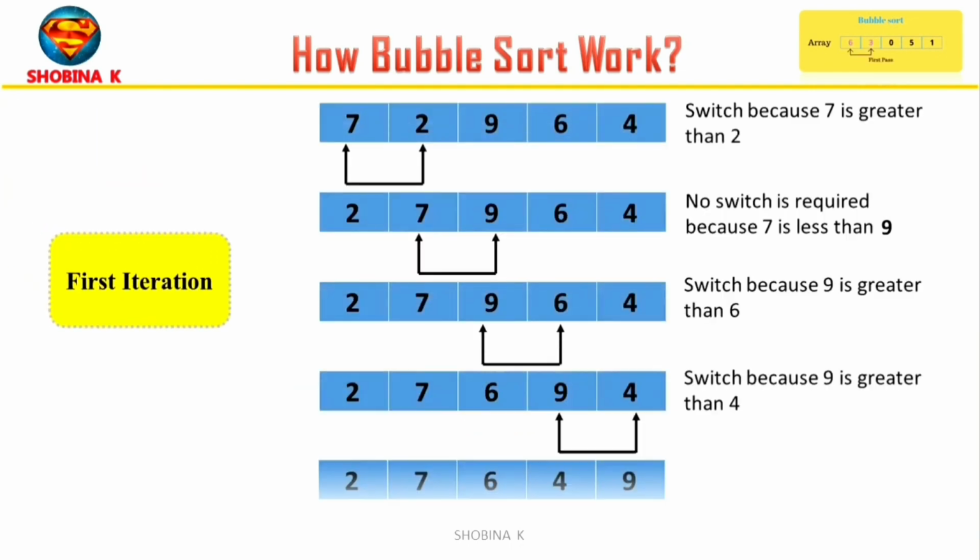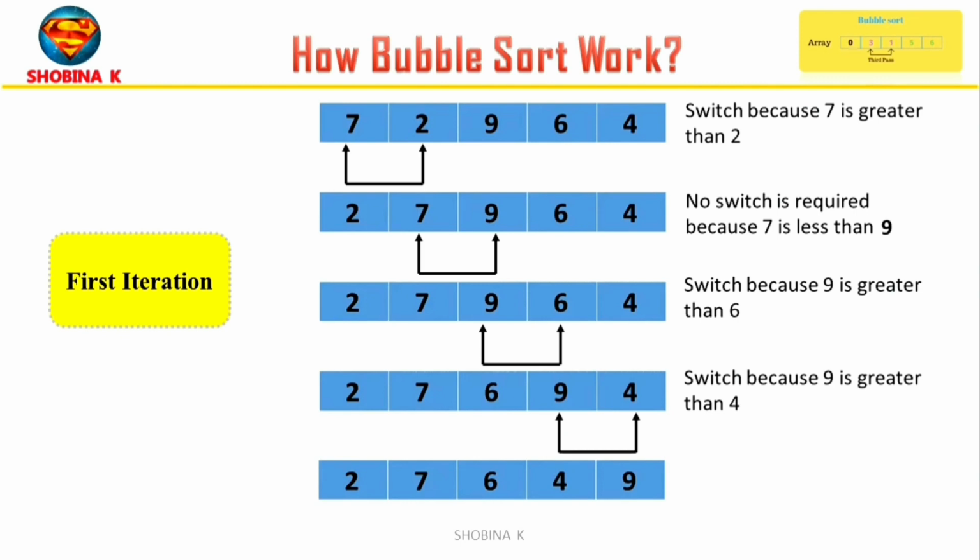Now let's iterate through the list. Firstly, bubble sort starts at the beginning of the list, so it compares the first 2 elements. To compare the first and second elements, we start with the first index. They are swapped if the first element is greater than the second. And here we switch 7 and 2 because 7 is greater than 2. Now compare the second and third element. If they are not in the correct order, swap them. Here we compare 7 and 9. No swapping is required because 7 is less than 9.